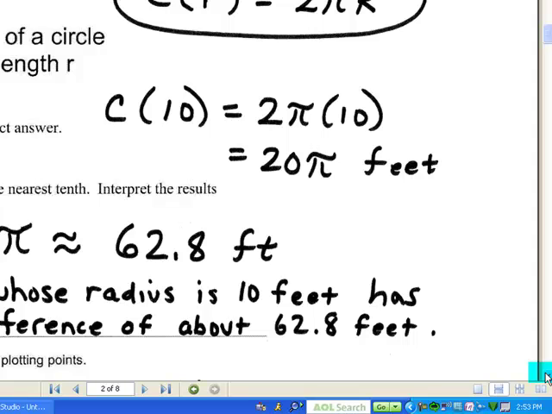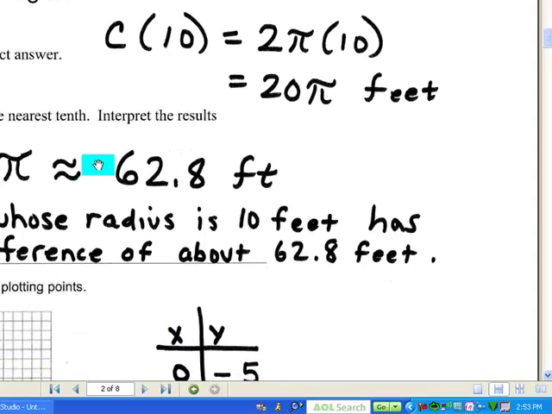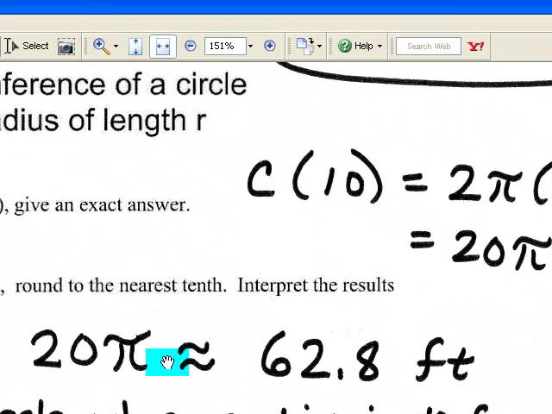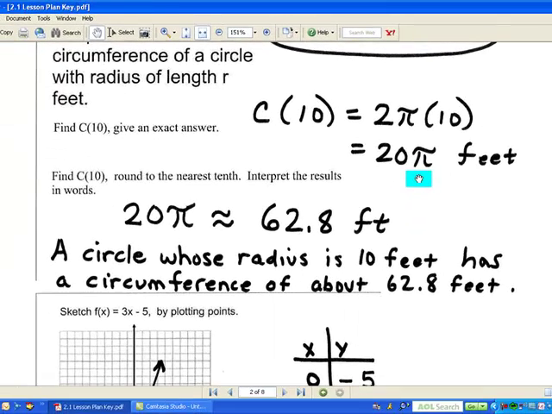Now, the next directions ask you to find C of 10, round the answer to the nearest tenth, and interpret the result in words. Well, 20 pi is the answer from above. This squiggle doesn't say equals, it says approximately equals. If you use the pi key on your calculator, which all calculators have, you should always use the pi key. 3.14 was something that you've been taught in previous courses, but actually pi is a non-terminating, non-repeating decimal. When you're evaluating it, it's safest to use the pi button on your calculator.